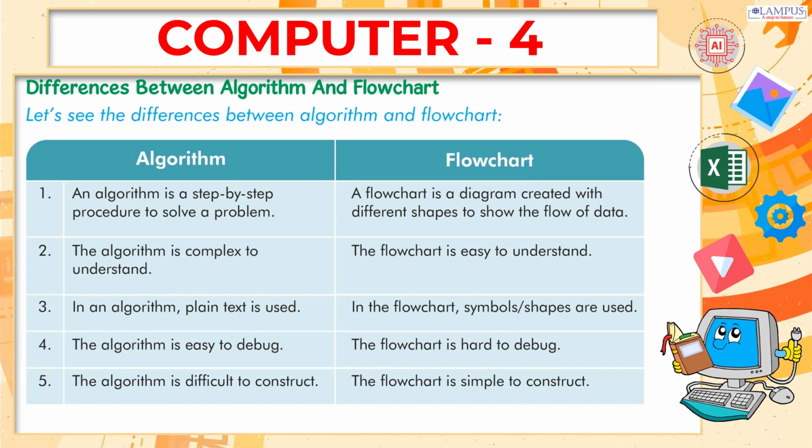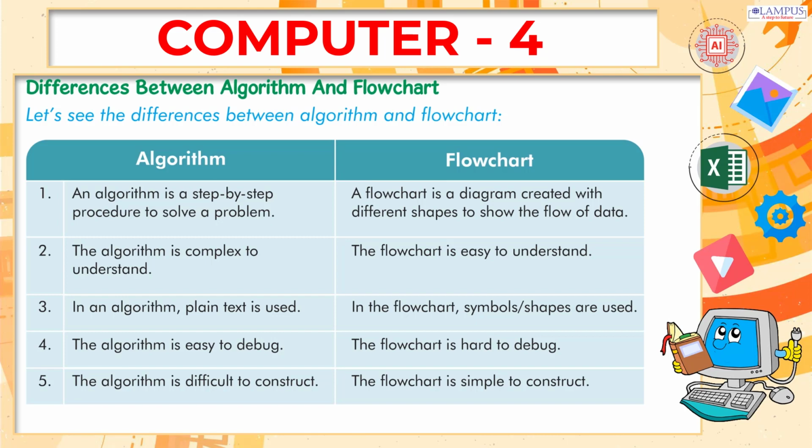Differences between algorithm and flowchart. Let's see the differences between algorithm and flowchart. Algorithm. Flowchart. 1. An algorithm is a step-by-step procedure to solve a problem. A flowchart is a diagram created with different shapes to show the flow of data. 2. The algorithm is complex to understand. The flowchart is easy to understand. 3. In an algorithm, plain text is used. In the flowchart, symbols, shapes are used.